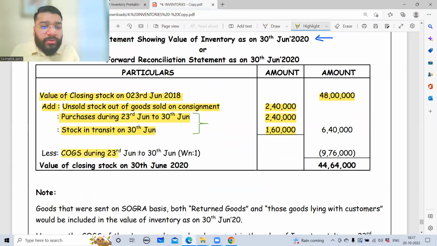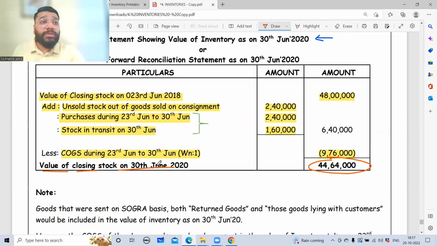Less: goods that went out in between the period 23rd June to 30th June was 9,76,000, which is at cost price. So the first three items are added, the fourth item is subtracted. Please tell me, are you getting this value, 44,64,000? Yes or no? Which is the value of the closing stock on 30th June.